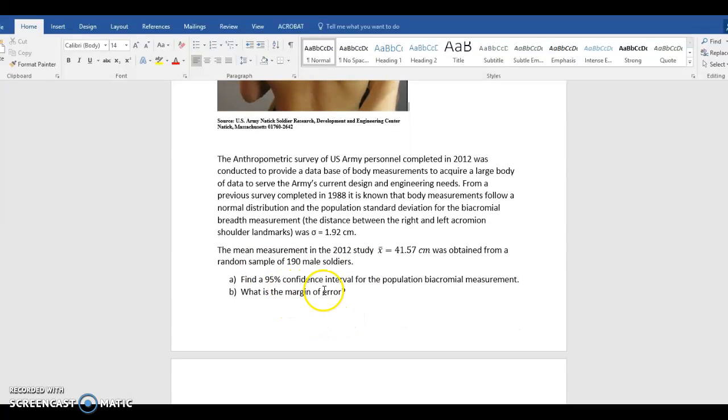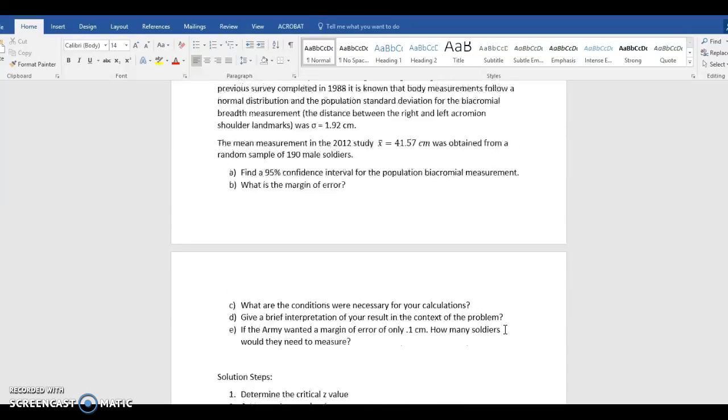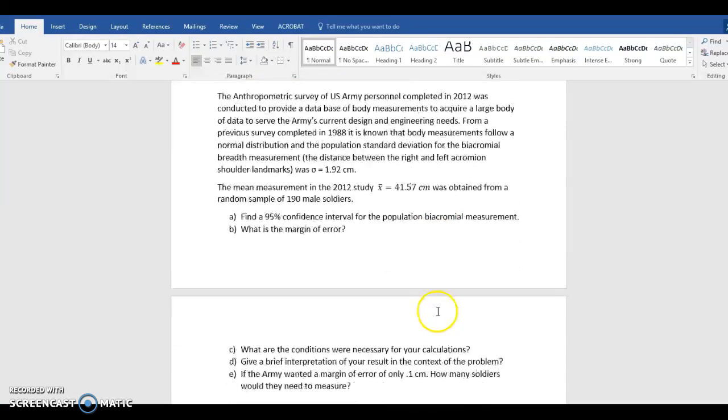It says find a 95% confidence interval for the population biacromial measurement. What is the margin of error? What are the conditions necessary for your calculations? Give a brief interpretation of your results in the context of the problem. I'm going to take that to mean that we want to state our confidence interval. And then we're going to do a sample size: if the Army wanted a margin of error of only 0.1 centimeters, how many soldiers would they need to measure? So I will do all of those for you.